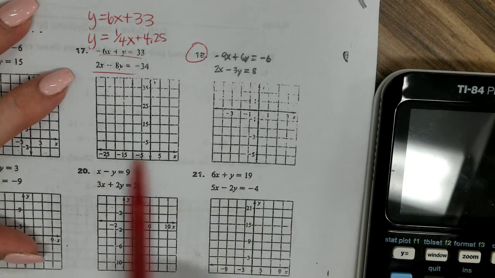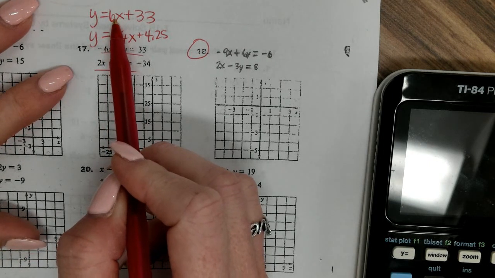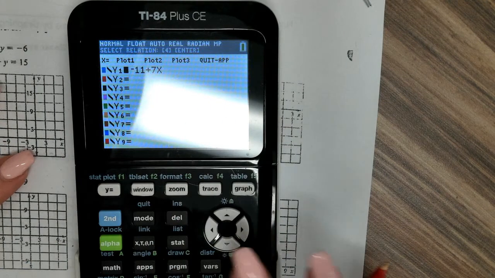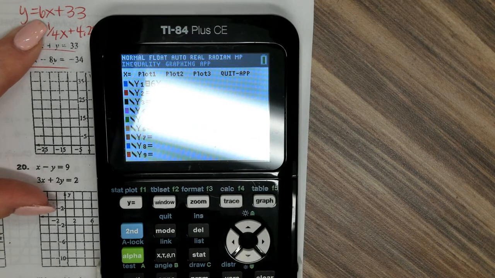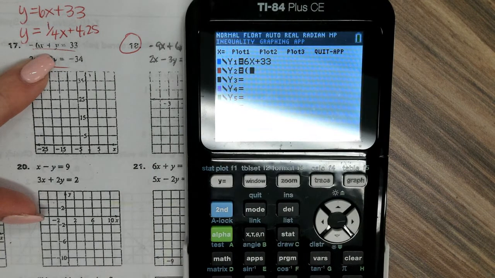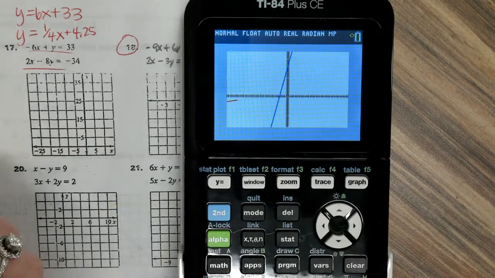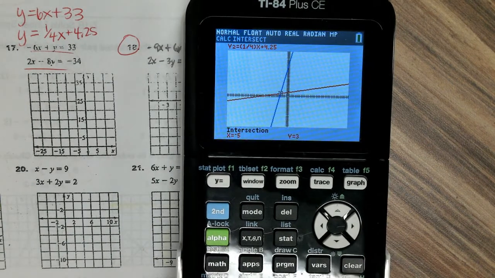Okay? I didn't try to do rise over run. Look what they're counting by. Y'all see they're counting by 5s? And this rise is 6. Like, it's not going to work out pretty. So I went to my calculator to y equals, and I typed in 6x plus 33, and then I went to y2 and I typed in 1/4 x plus 4.25. And then I went to second trace option 5. I waited for it to graph, and I hit enter, enter, enter, and that's my answer.